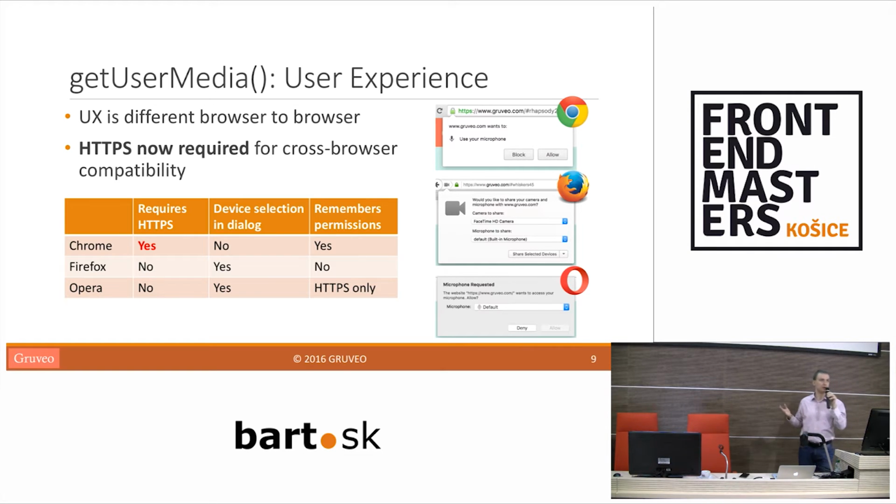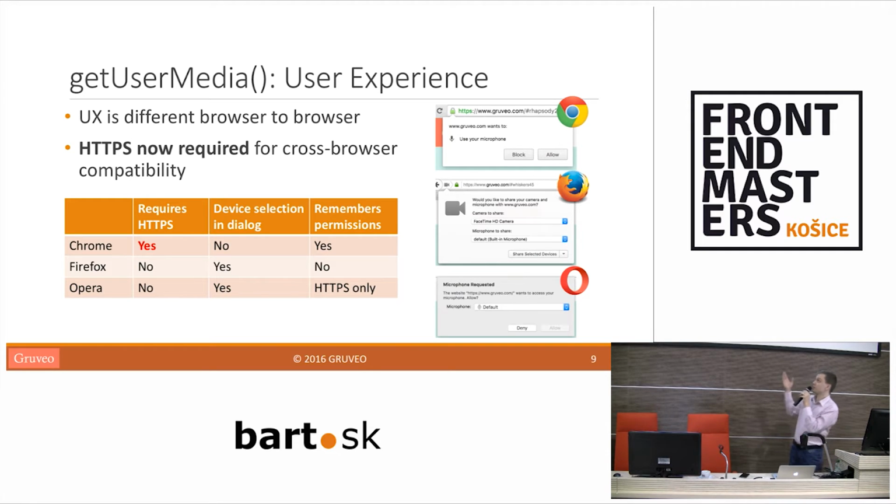What does the user experience look like with getUserMedia? Well, it's kind of diverse. Different browsers present different kinds of dialogues for getUserMedia. Some browsers let you choose the devices that will be used, microphone and camera. Others simply ask you if you want to allow access to camera and microphone. Some browsers, notably Chrome, require that the page that issues the getUserMedia call is accessed via HTTPS. Others don't require that. Some of the browsers remember your permissions, some don't.